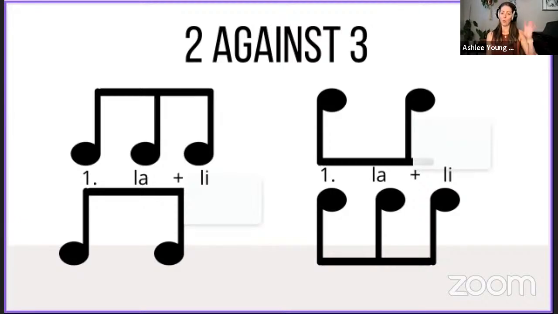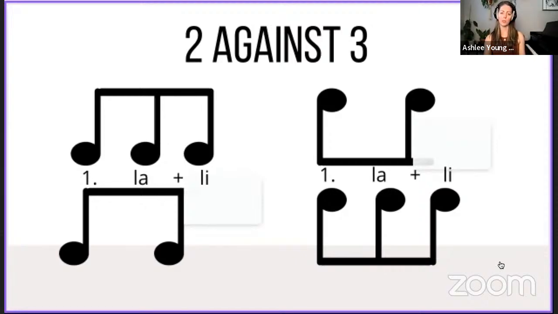So 2 against 3 is when one hand is playing triplets and one hand is playing eighth notes, and it'll switch. Sometimes, as you can see in my example, it's the right hand that's playing triplets and the left hand that's playing eighth notes, and sometimes it's the reverse of that. And it doesn't really matter, you count it the same way. But I have a method that works pretty well for counting 2 against 3.